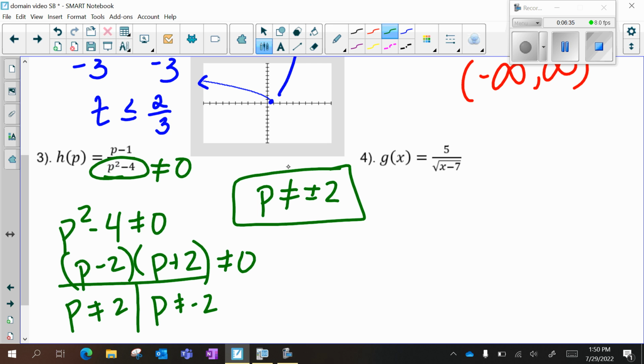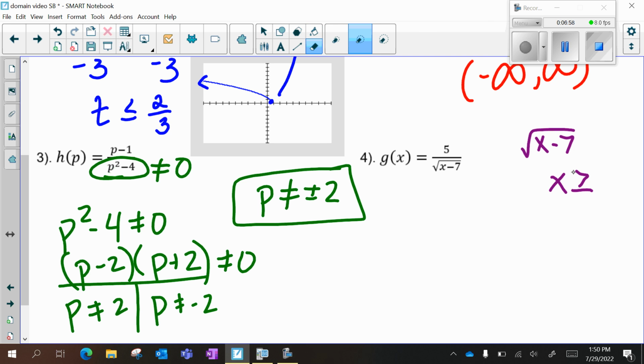Number 4, g of x equals 5 over radical x minus 7. So now this is where those two rules come together. My radical, if it was just this, I would set this up. X minus 7 has to be greater than or equal to 0, because for radicals, I can't have a negative. My denominator can't be equal to 0.